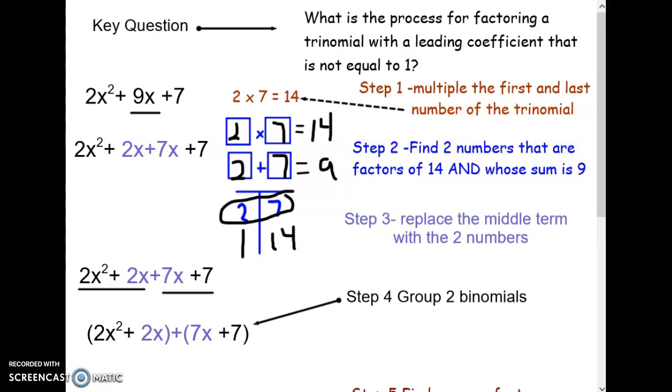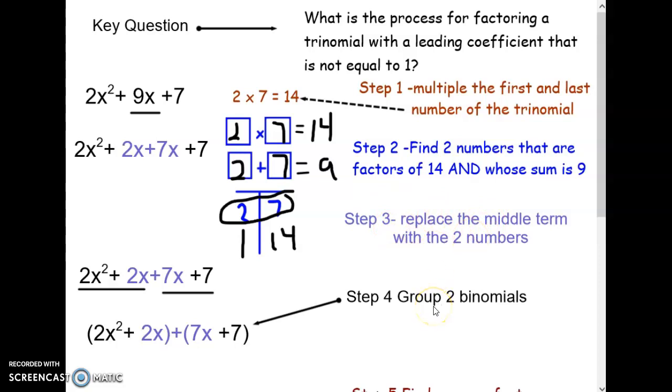Here's where things get a little different than last time. Step 3, we're going to replace the middle term with those two numbers. We have 9x in the middle, and we're going to replace 9x with a 2x and a 7x. You have to decide where you want to put each one. I've already got a 2x over here, so I'm going to put the 2x close to that one. And I already have a 7 over here, so I'm going to put the 7x close to that one. You'll see why in a minute. So we just replaced the middle term with the two numbers.